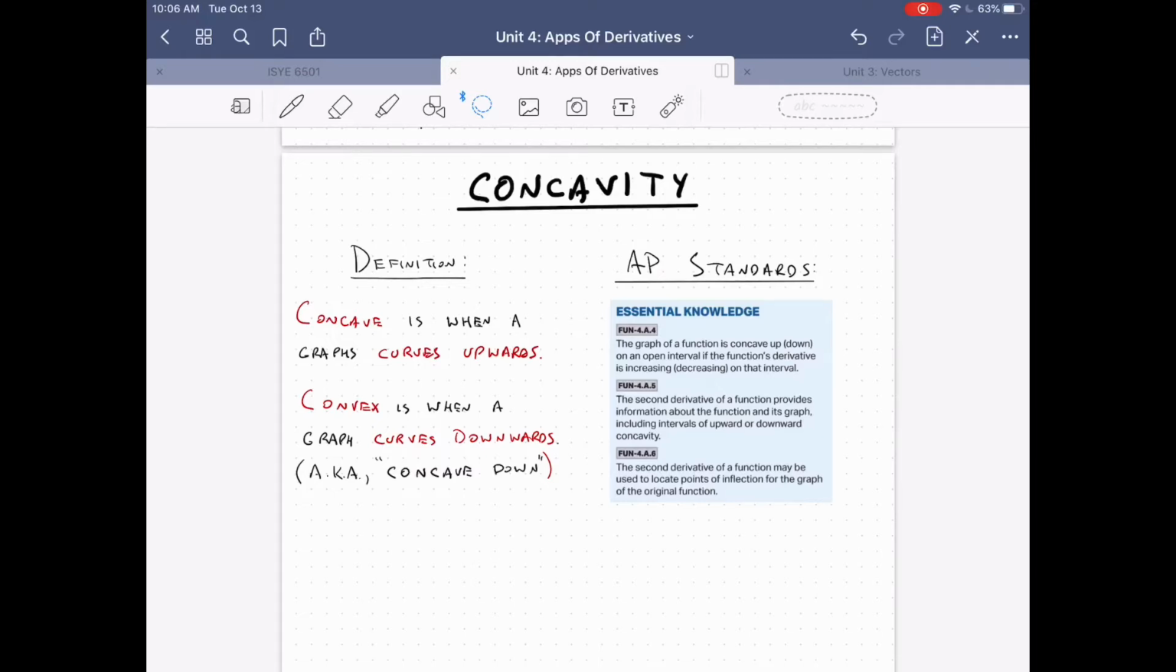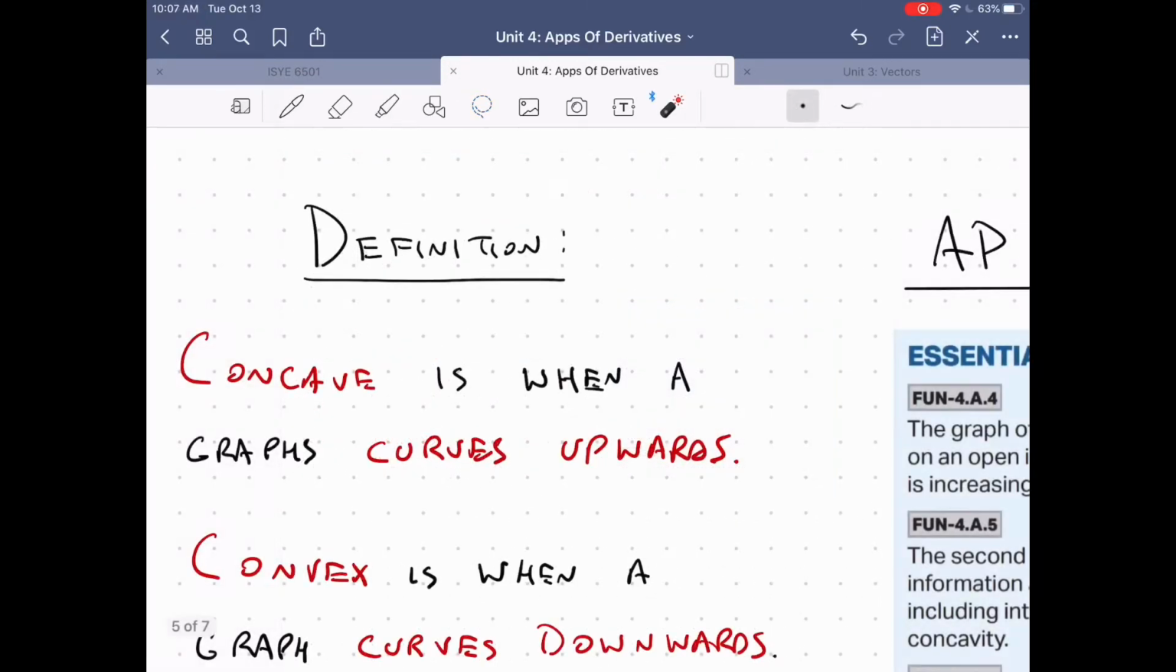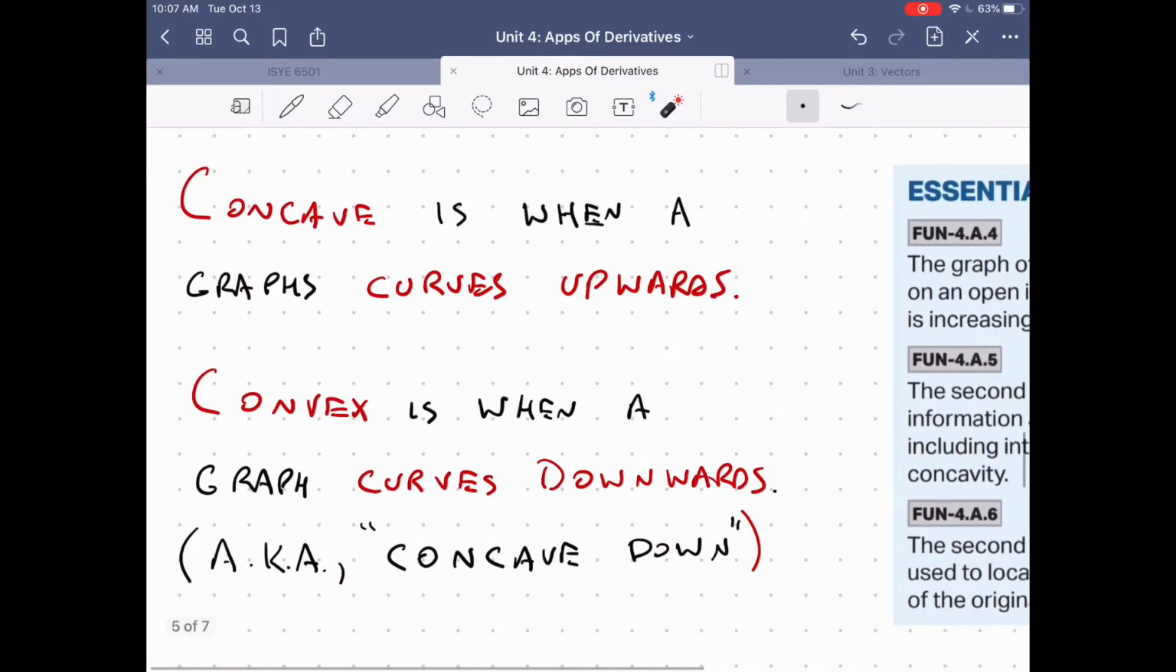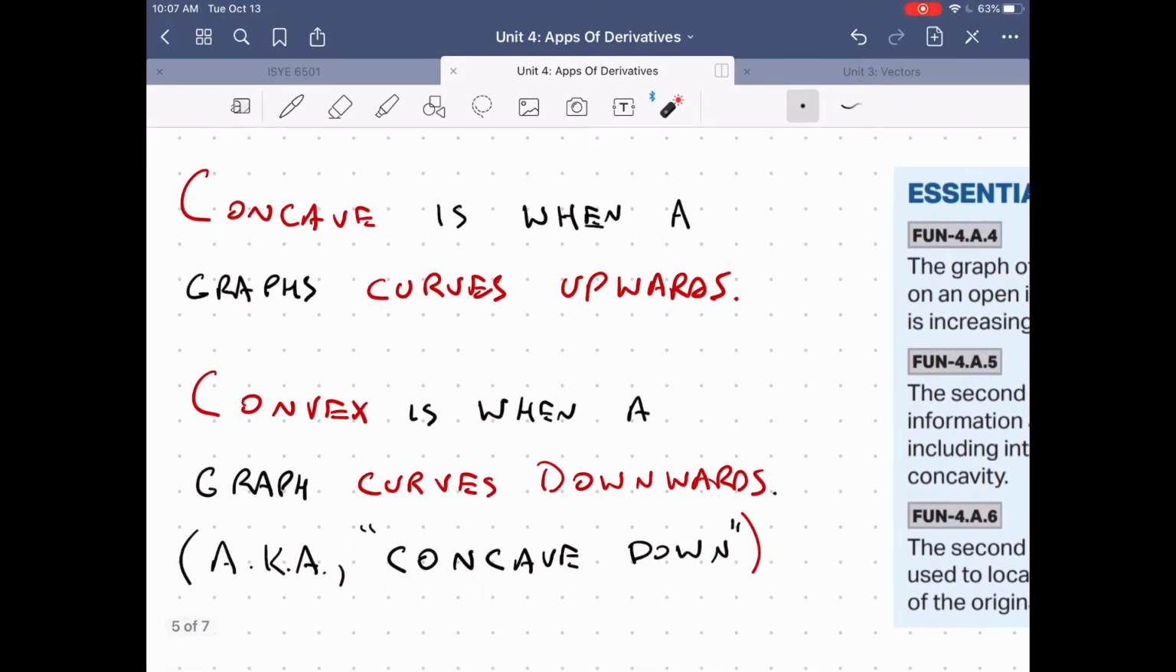Okay, so this lesson is about concavity. So first up, let's look at some definitions. So the word concave is whenever a graph curves upwards. In physics, they probably define that as when something curves inwards.